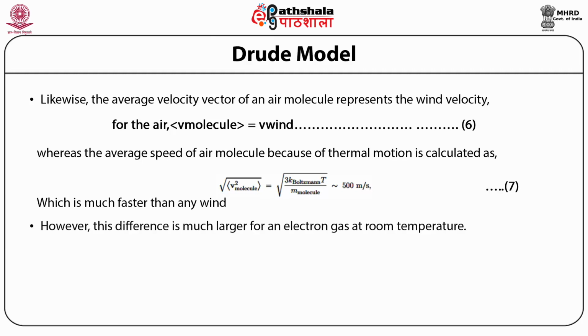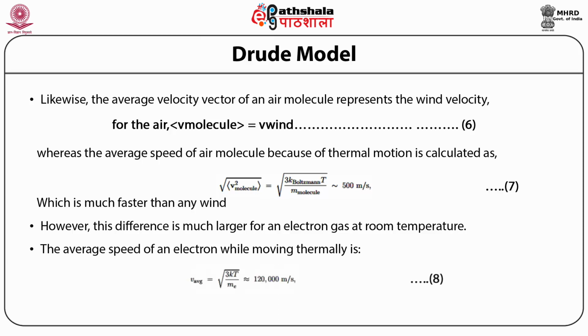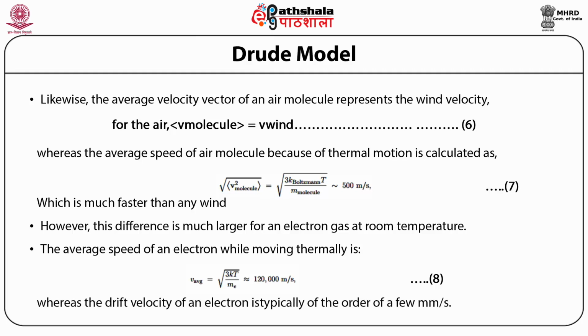However, this difference is much larger for an electron gas at room temperature. The average speed of an electron while moving thermally is given by the average velocity v equals square root of 3kT divided by me. This is equivalent to 120,000 meters per second.